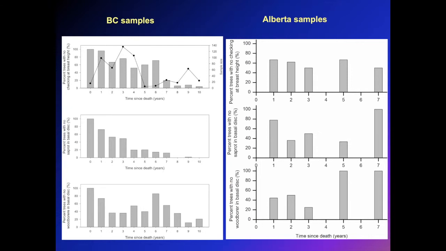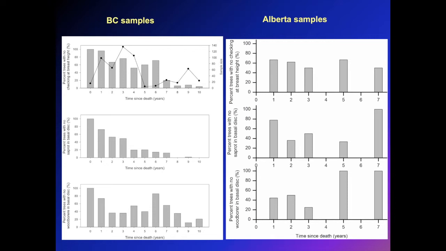This is a sample size graph. You can see that we had some issues there. This, and the same graph is shown over here for the Alberta samples. This is only from the Foothills sampling. Percent trees with no sap rot in the basal disc, a strong decline. We're not seeing that in Alberta. We're not seeing as much sap rot development in Alberta. As you see, the numbers stay higher longer.